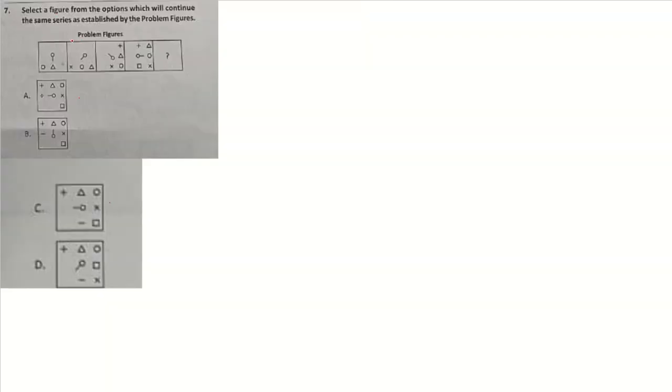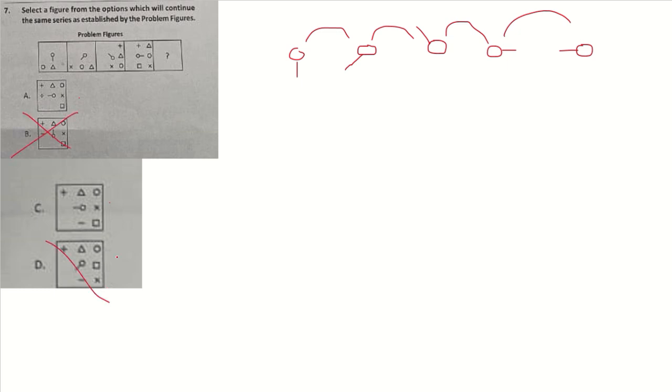Select a figure from the options which will continue the same series as established by the problem figures. Now this is a complicated one. In each of the positions, the symbol is changing except the middle one. So let's look at that first. In the first figure, it is facing downwards. The second figure, it is facing to the bottom left. In the third figure, it is facing to the top left. And in the fourth figure, it is facing directly right. So now we can see it has moved 45 degrees, 90 degrees, and 135 degrees. So it should move 180 degrees and should face directly to our left. So already option B and option D are out.